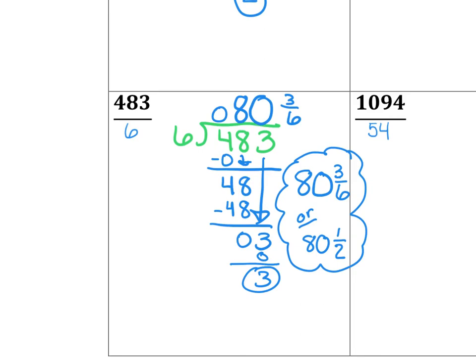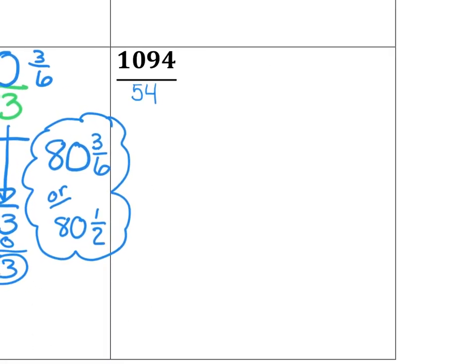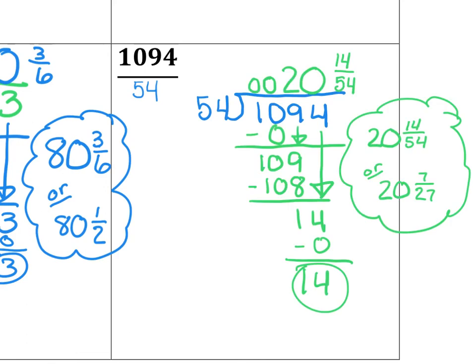All right, we're going to do the same thing with the next problem. I'm going to show you the problem. We'll set it up. It's 1094 divided by 54. So we're going to set that up, and then I want you to pause the video and check your work on that one to see if you're on the right track. All right, and the last answer is 20 and 14/54, or if you simplified, 20 and 7/27.